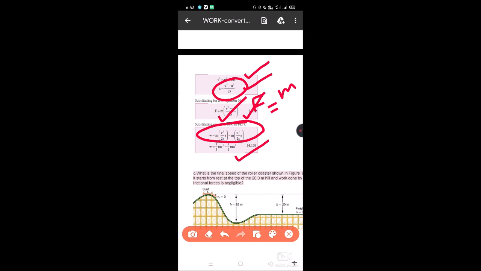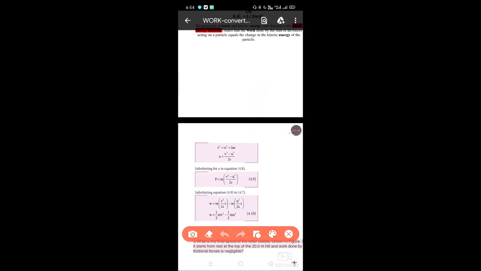Here v is the final velocity of the object and u is the initial velocity of the object. So from this expression you can understand that work done is equal to the final kinetic energy of the object minus initial kinetic energy of the object. So this is the work energy theorem, that is work done by a force is equivalent to the change in kinetic energy of the object.